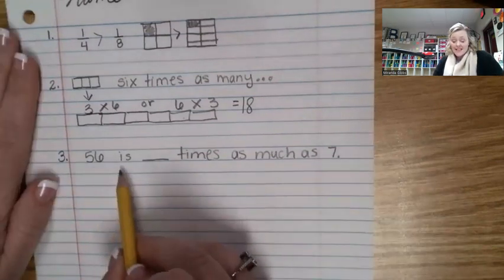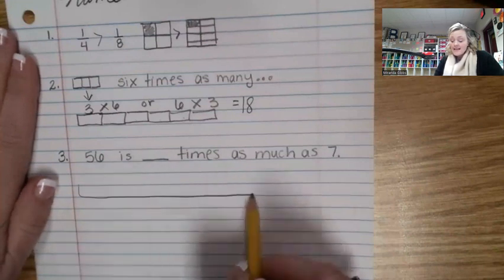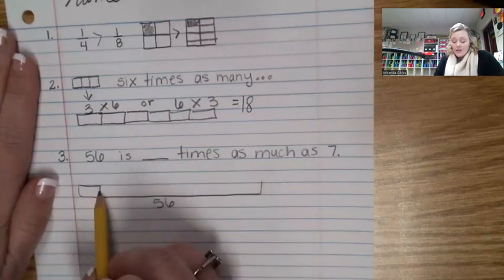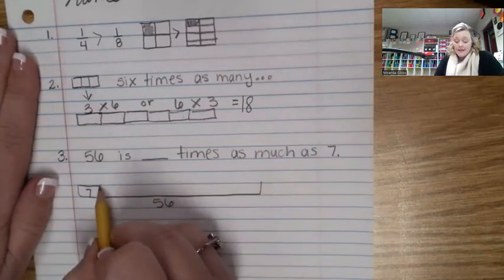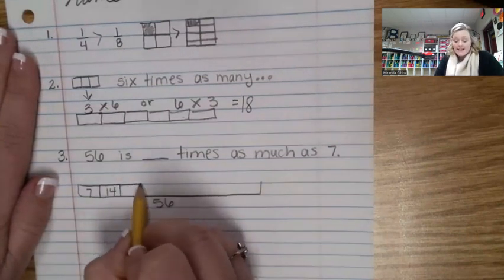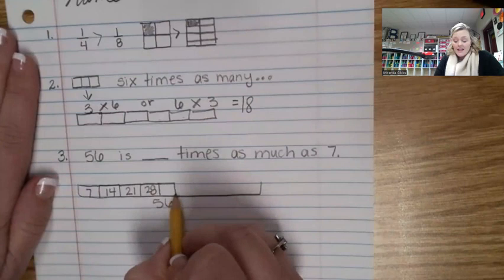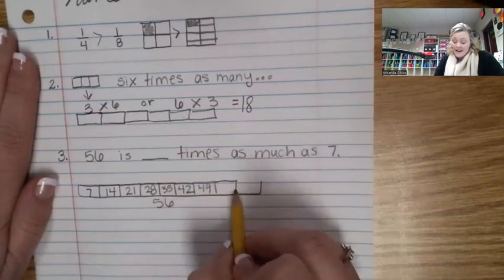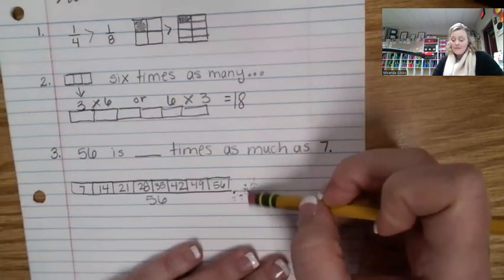We have 56 is blank times as much as 7. Okay, so we know that the whole thing has to equal 56. And 7 is just one portion of that. So maybe I can skip count by 7s. 7, 14, 21, 28, 35, 42, 49, and 56. And it's a good thing I'm using pencil because I made my model too big.